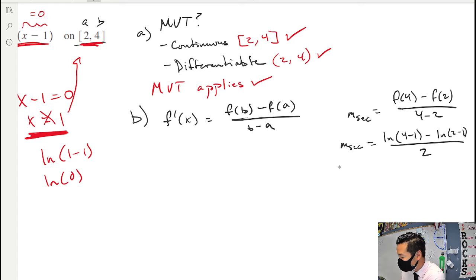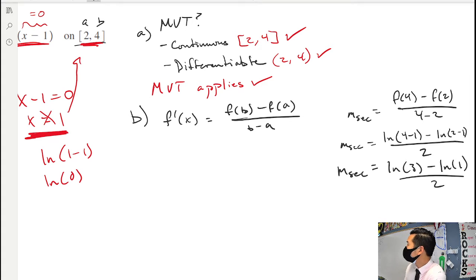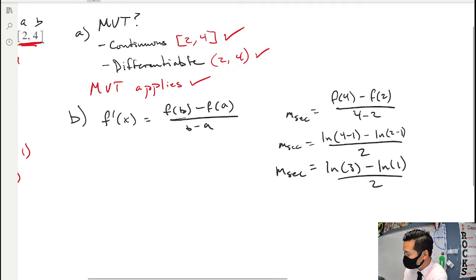Because, check this out. ln of 4 minus 1 is just ln of 3, right? Minus ln of 2 minus 1, which is ln of 1, all over 2. Do you know what the ln of 1 is equal to? It's okay. ln of 1 is equal to 0.